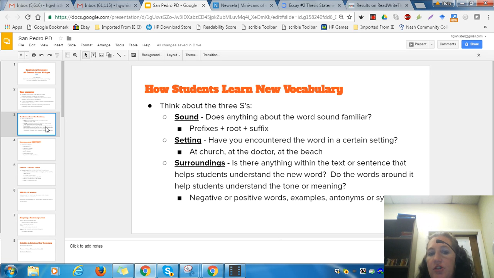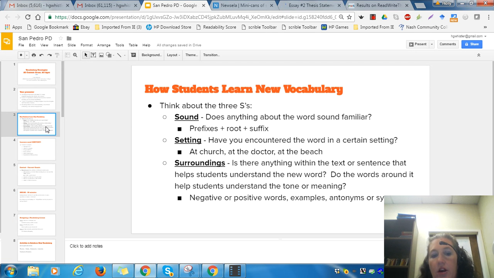The next thing that I ask students about vocabulary is setting. I ask them, have you ever encountered the word in a certain setting before? So maybe at church, at the doctor, at the beach. This will help students realize that words are bound by situations and settings. And so, for instance, the word chamber can be used at church, but it can also be used in a hospital to talk about the heart.